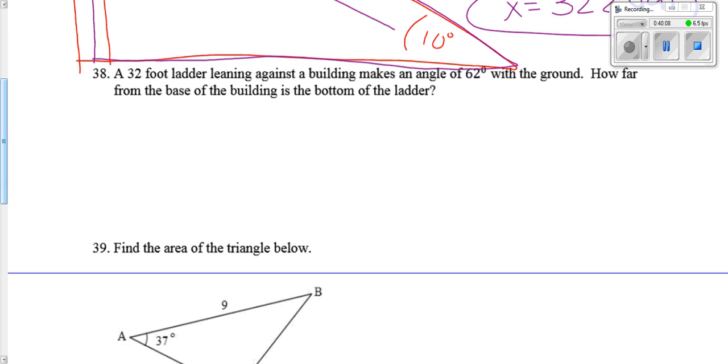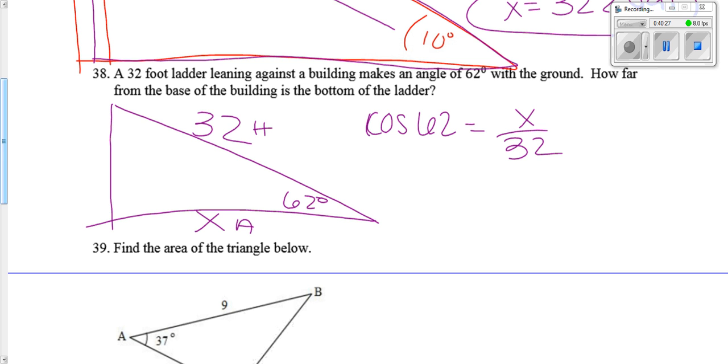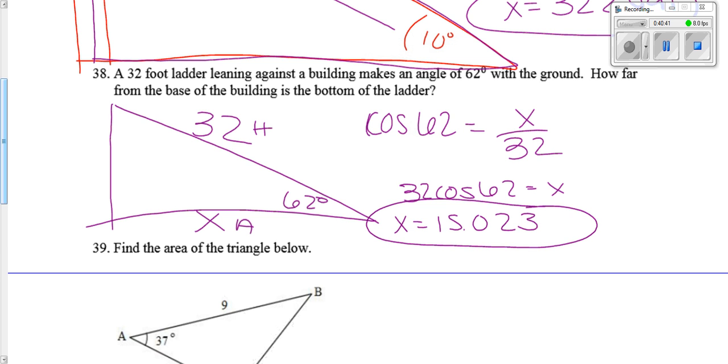38. A 32-foot ladder makes an angle of 62 degrees with the ground. How far from the base of the building is the bottom of the ladder? So x is our adjacent, 32 is our hypotenuse. So cosine of 62 is x over 32. 32 cosine of 62 equals x. So x is 15.023 feet.